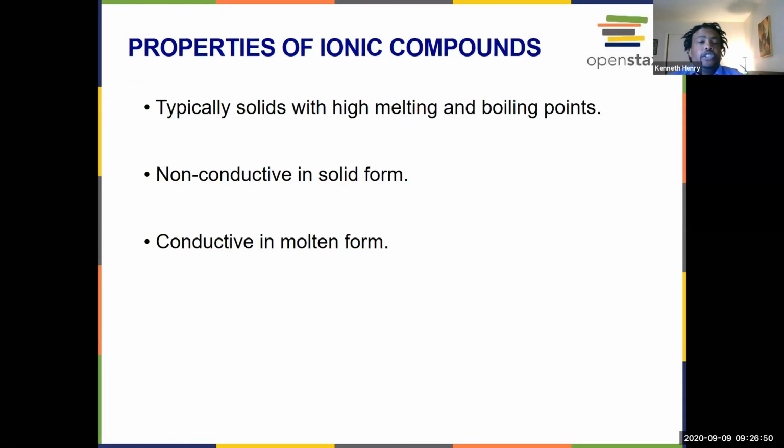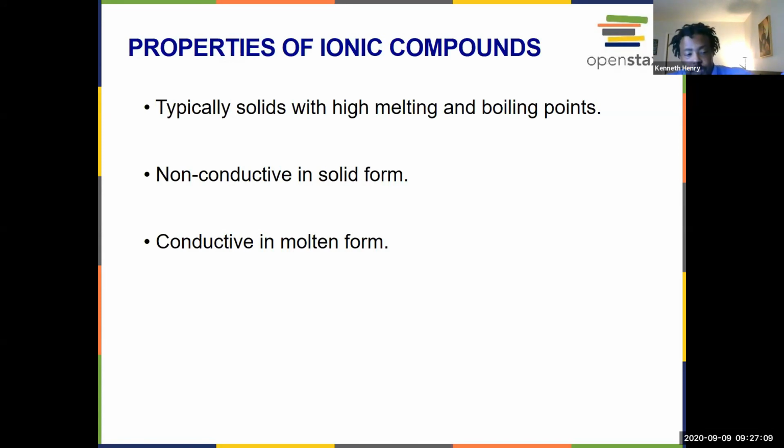So some of the properties that are associated with ionic compounds: they're typically solids. They are non-conductive in their solid form. So when you have the ionic compound together, they won't conduct electricity, right? If you stick electrodes in just dry salt where there's no water, you're not going to be able to conduct electricity. But if you melt it or you put it in an aqueous solution, then you're able to conduct electricity because you allow those ions to be free.